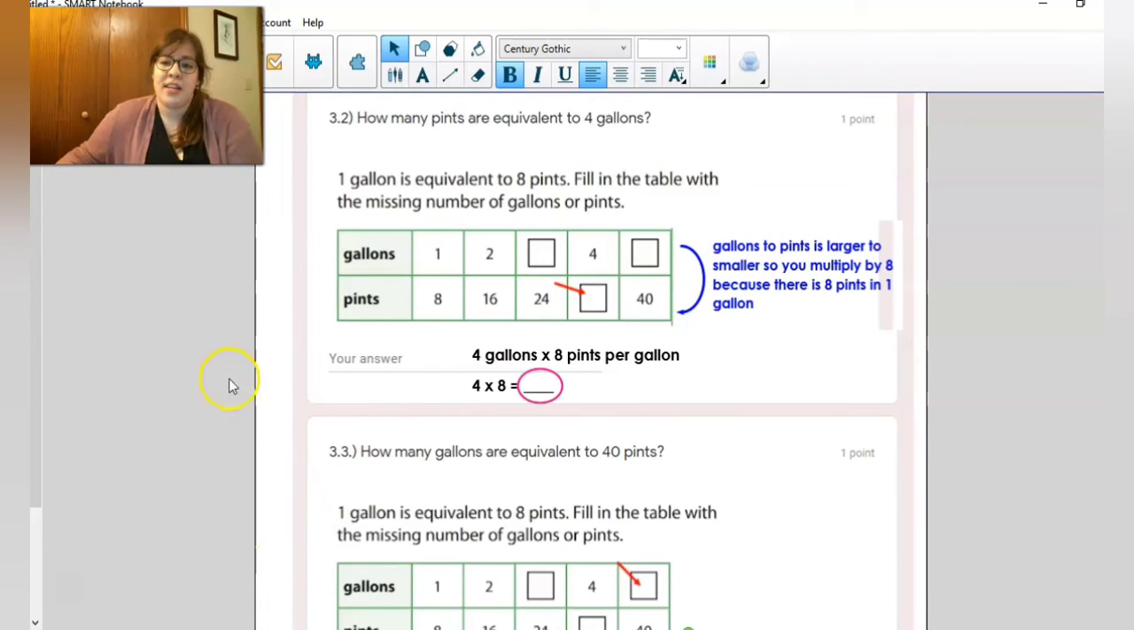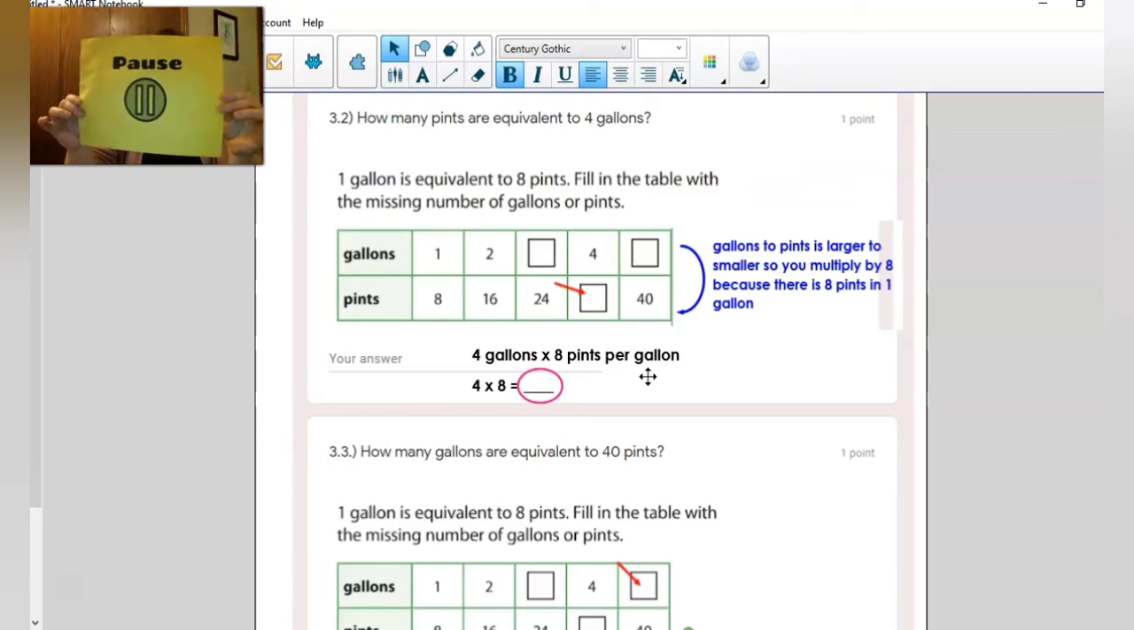All right, now for the next one, how many pints are equivalent to 4 gallons? So this time we know the gallons, and we're going to pints. Gallons to pints is larger to smaller, so we're going to be multiplying by 8. 4 gallons times 8 pints per gallon will give us our answer. So to find the answer, you take 4 and you times it by 8. 4 times 8 will give you your answer. You can pause the video now to record this.